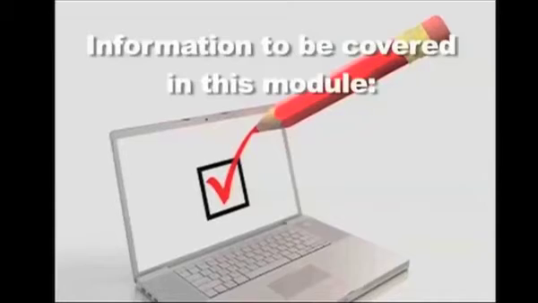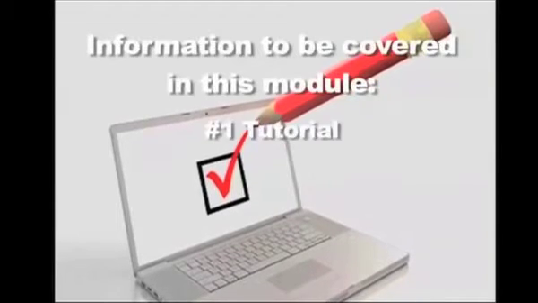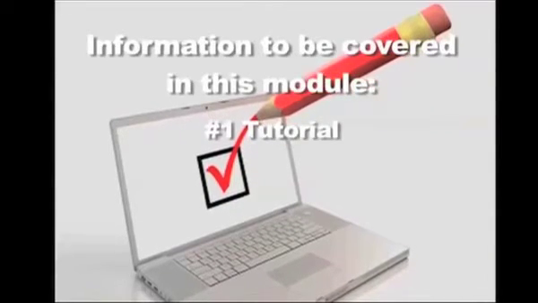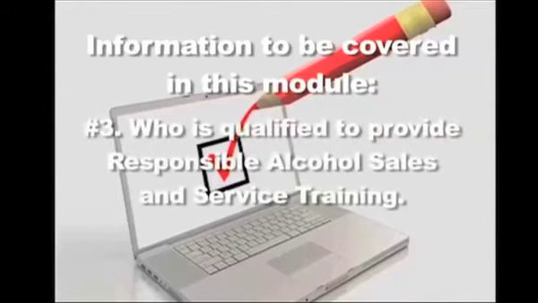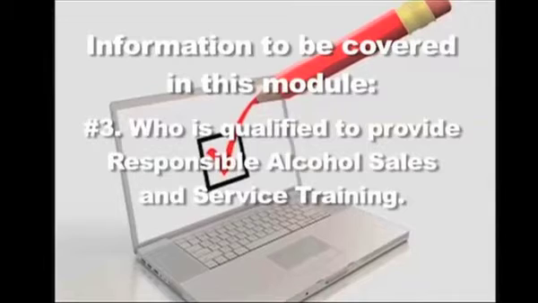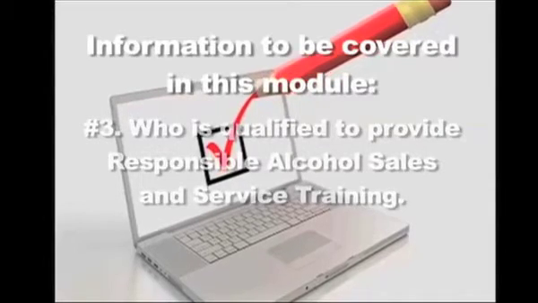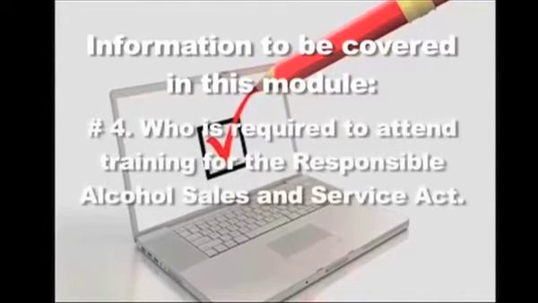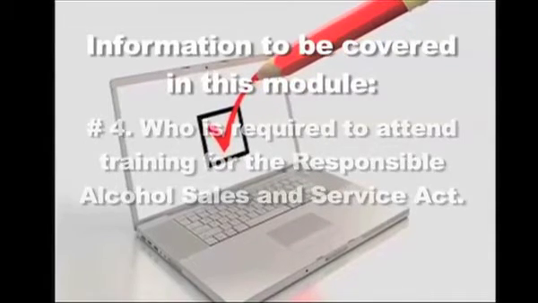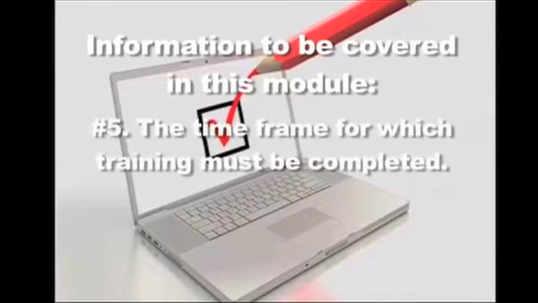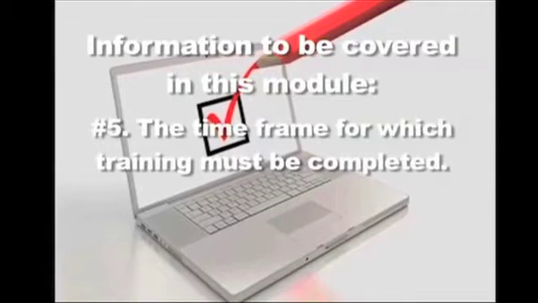Information to be covered in this module. Number 1, the tutorial. Number 2, the enrollment agreement. Number 3, who is qualified to provide responsible alcohol sales and service training. Number 4, who is required to attend training for the Responsible Alcohol Sales and Service Act. Number 5, the time frame for which training must be completed.